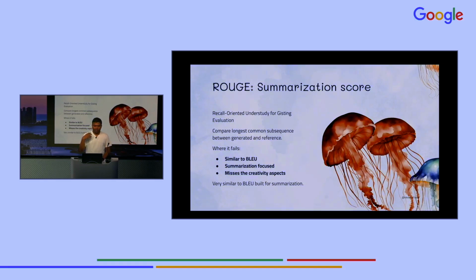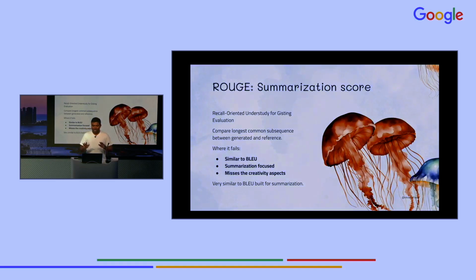It says, how well am I taking the content of the page and putting it back in here so that folks can understand exactly what is happening in the original content. So it's very similar to BLEU in the way it works, but it's more focused on summarization. But that causes it to miss on the creativity aspects. So anytime there's more creative stuff happening in the model, it can't figure out anything in there.